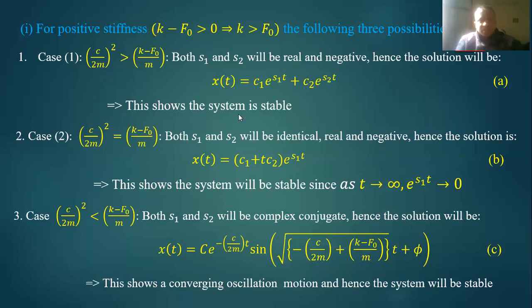This shows that the system is stable. In this case, the system is considered stable. Another case is when the term inside the radical is equal to 0, which means (c over 2m) squared minus (k minus f naught over m) is equal to 0, so (c over 2m) squared is equal to k minus f naught over m. In this case, both S1 and S2 will be identical.